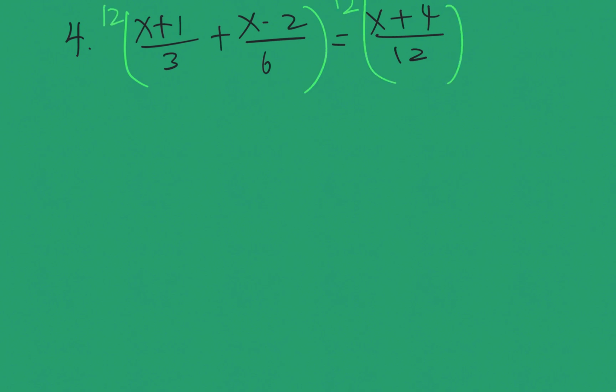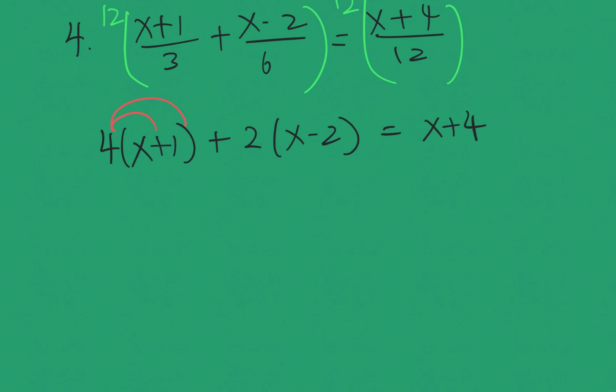So I'm going to multiply everything by 12. If you have 12 divided by 3, I'm going to end up with 4 times (x + 1) on the first term. And 12 divided by 6, I'm going to end up with 2 times (x − 2). And the right-hand side is just x plus 4. Now I will apply the distributive property. So I end up with 4x plus 4, and on the second term, I'll end up with plus 2x minus 4, equals x plus 4. Now very nicely, we have no more fractions here.